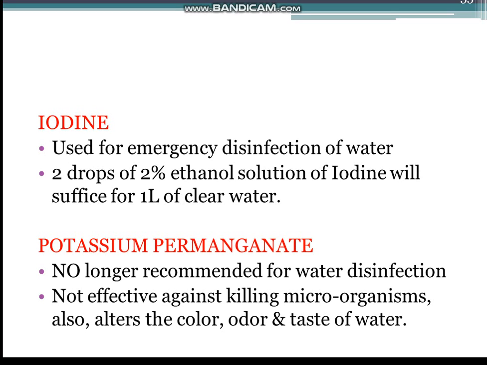The sixth disinfectant that we can use is potassium permanganate. Once widely used, it is no longer recommended for water disinfection. Although a powerful oxidizing agent, it is not a satisfactory agent for disinfecting water. It may kill cholera vibrios, but is of little use against other disease organisms.